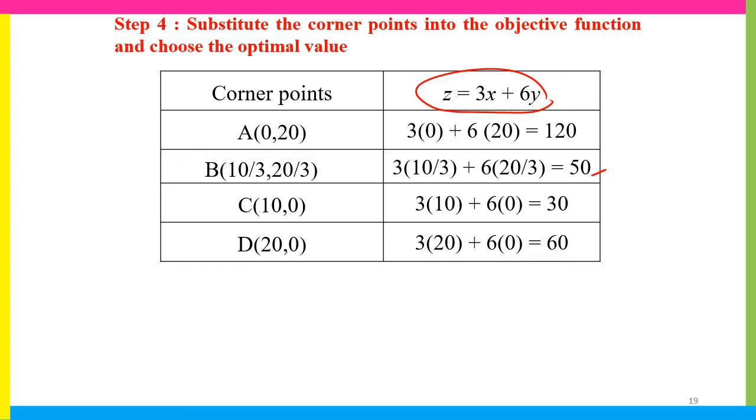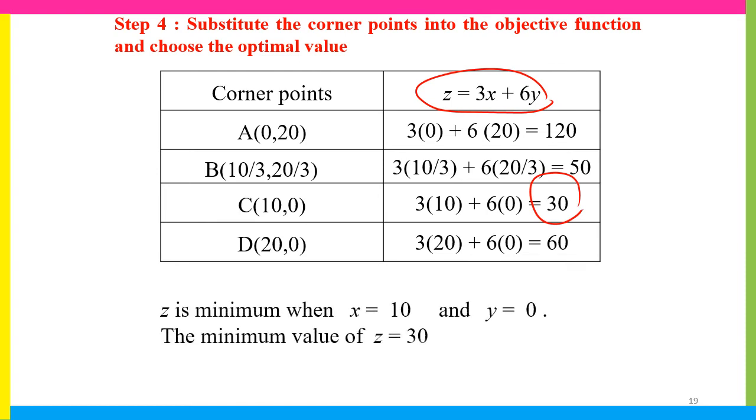So for this question, we want to minimize, right? So which one is the minimum value? Out of these, which one is the minimum one? Of course, it's 30, right? So the point that we choose here is point C, where x equal to 10 and y equal to 0. So the minimum value of z is equal to 30. So it depends on what we want to find. The optimal here, they ask you to find the minimum. Minimize the objective function. Okay, so this is how we solve the direct question.